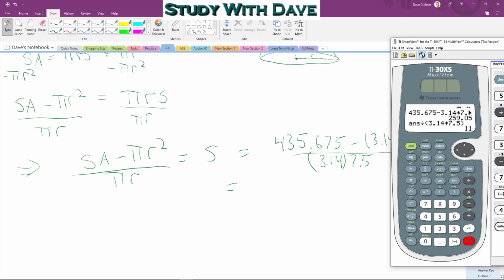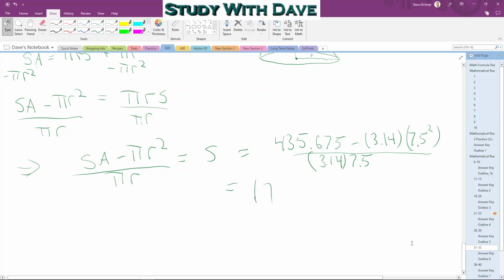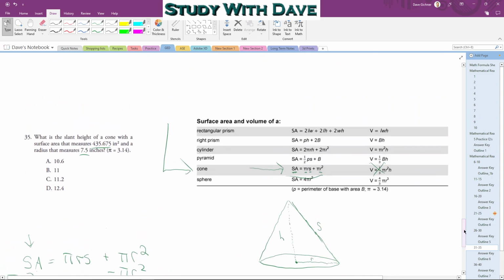Okay, and that gives us 11. So does that make sense? It looks like it sure does. Answer is B, 11. That's it for this one.